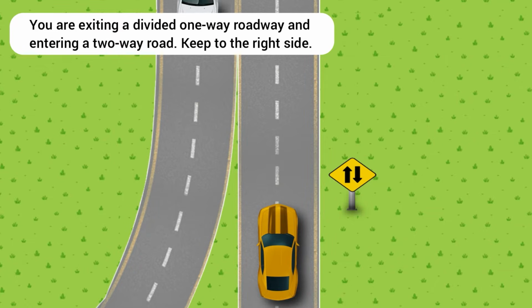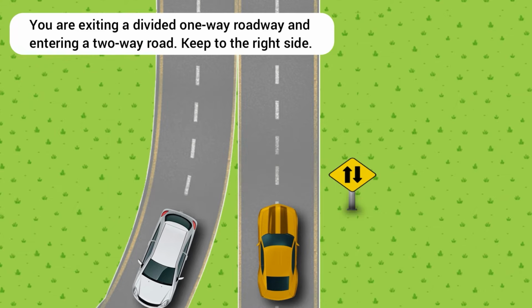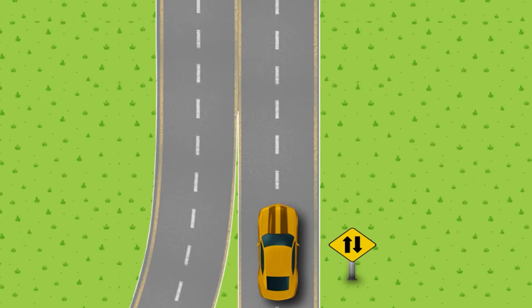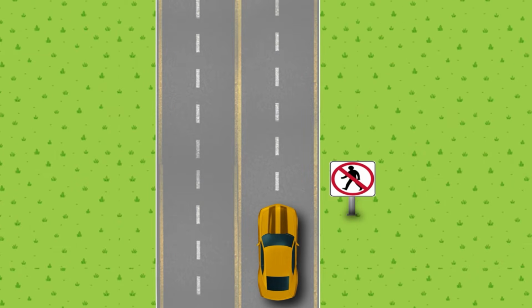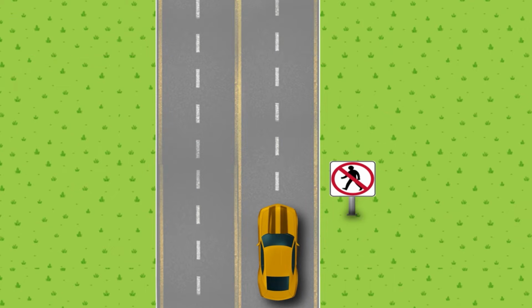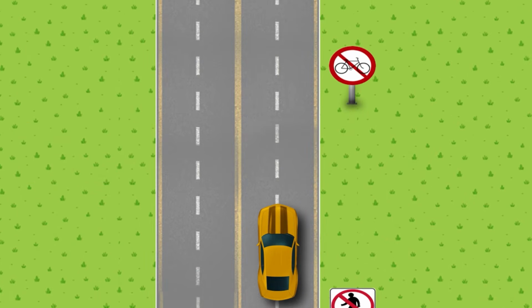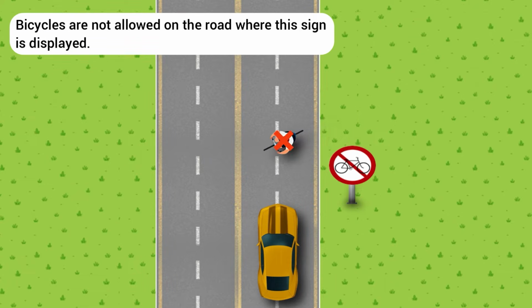You are exiting a divided one-way roadway and entering a two-way road. Keep to the right side. Pedestrians are not permitted to cross the road at locations where this sign is displayed. Bicycles are not allowed on the road where this sign is displayed.